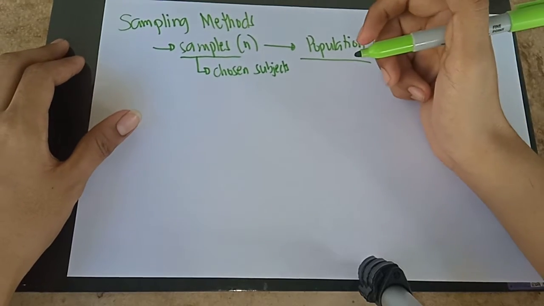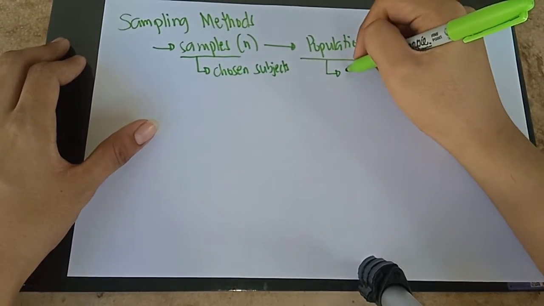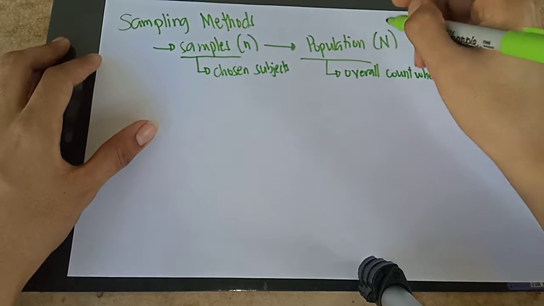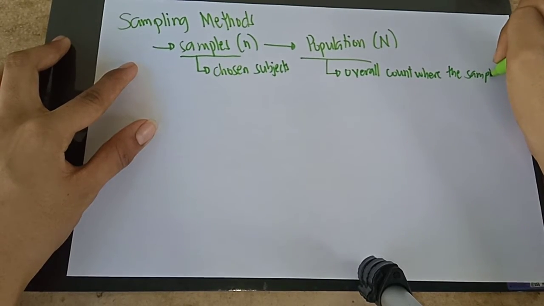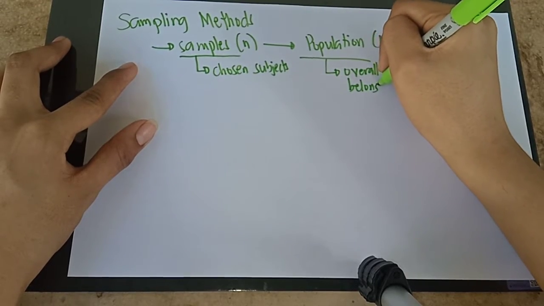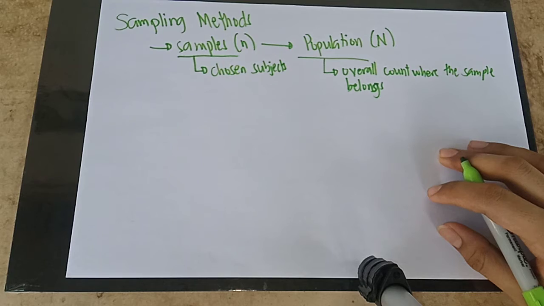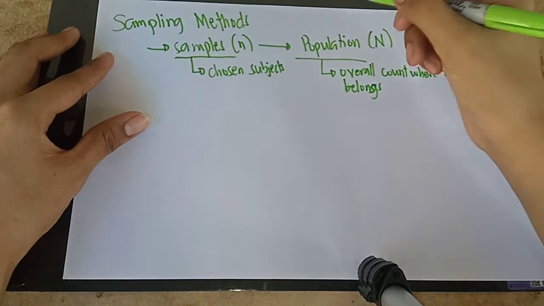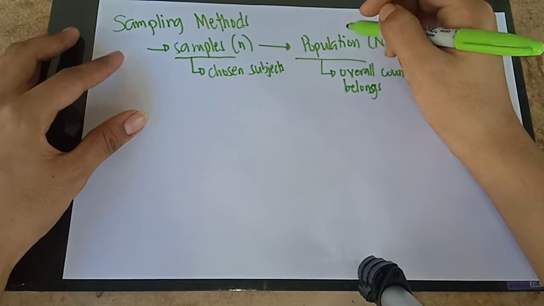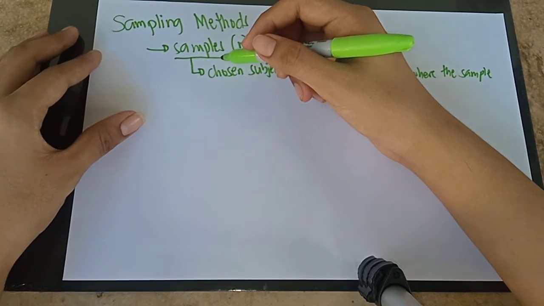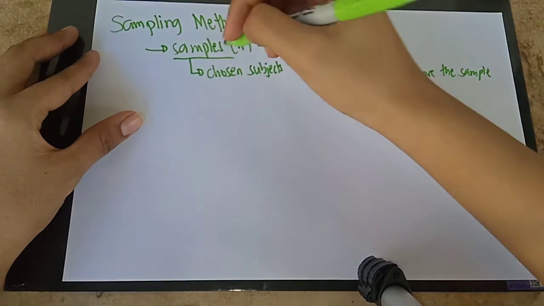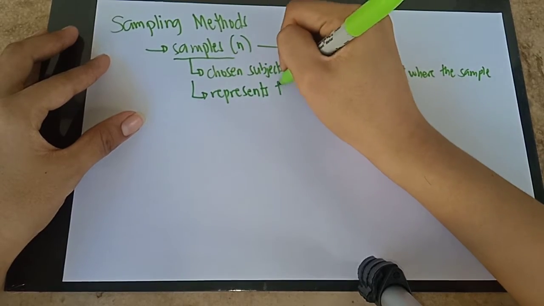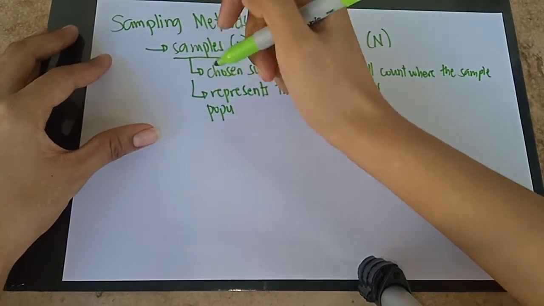Meaning, the subjects of the experiment, while the population is the overall count where the sample belongs. So the samples are the chosen individuals, the chosen respondents, the chosen experimental units out of the number of the population. If the samples are the chosen subjects derived from the population, the samples will represent the population in an experiment.